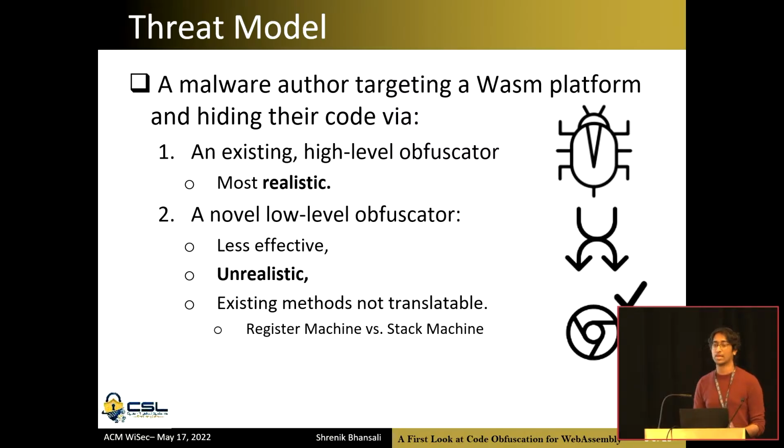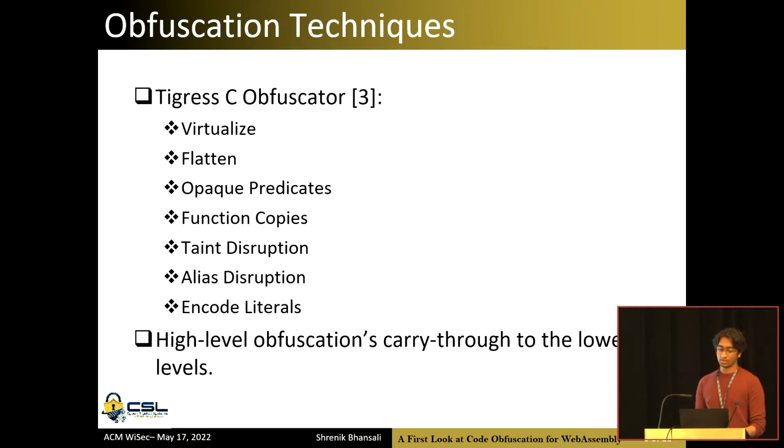We also think it's unrealistic for a malware author to create a novel obfuscator for the sole purpose of obfuscating their malware when they can do so with the source code that they'd be compiling from. So for that reason, we chose to start with the C language, because C and C++ are the two most commonly used source languages for WebAssembly. And we used the Tigress obfuscator.